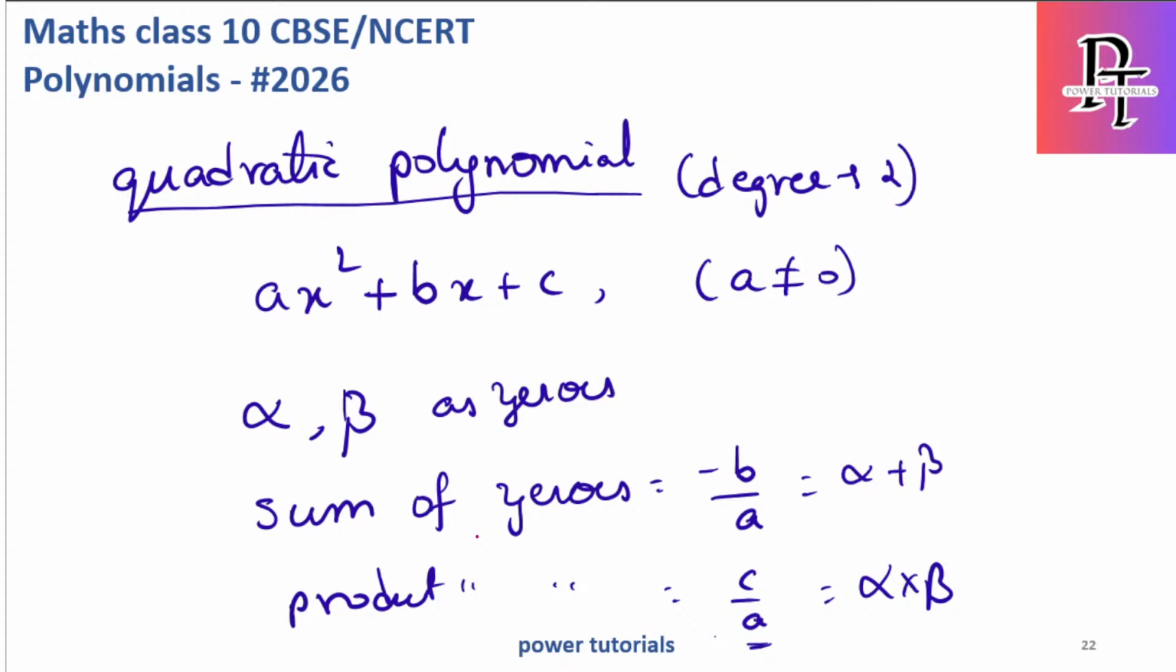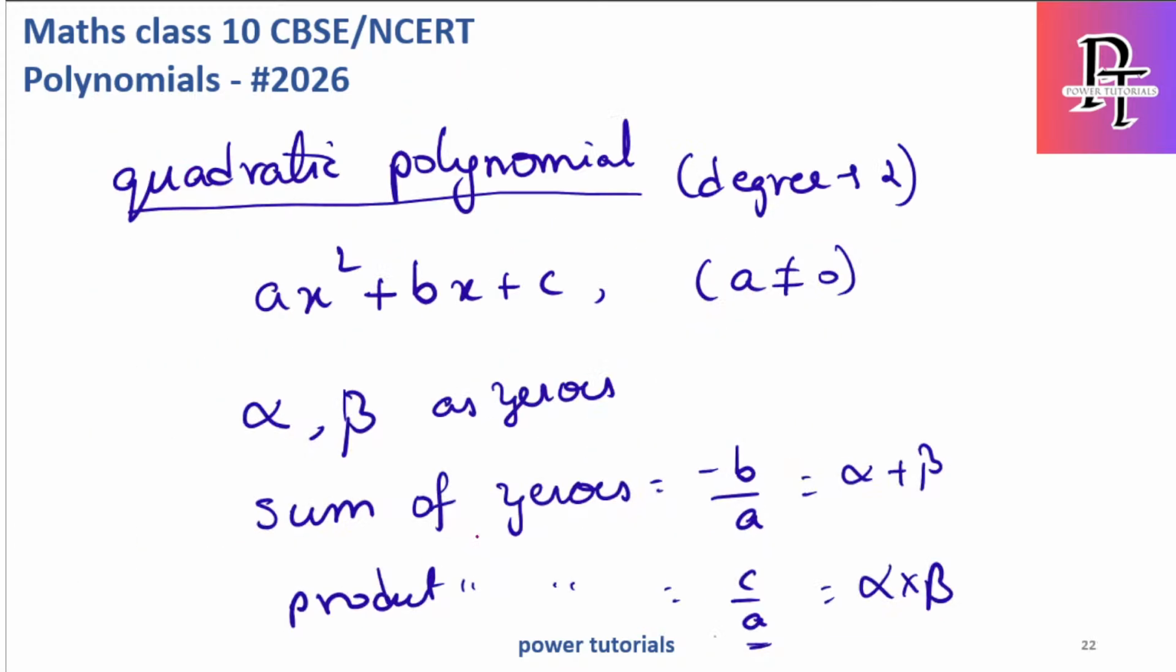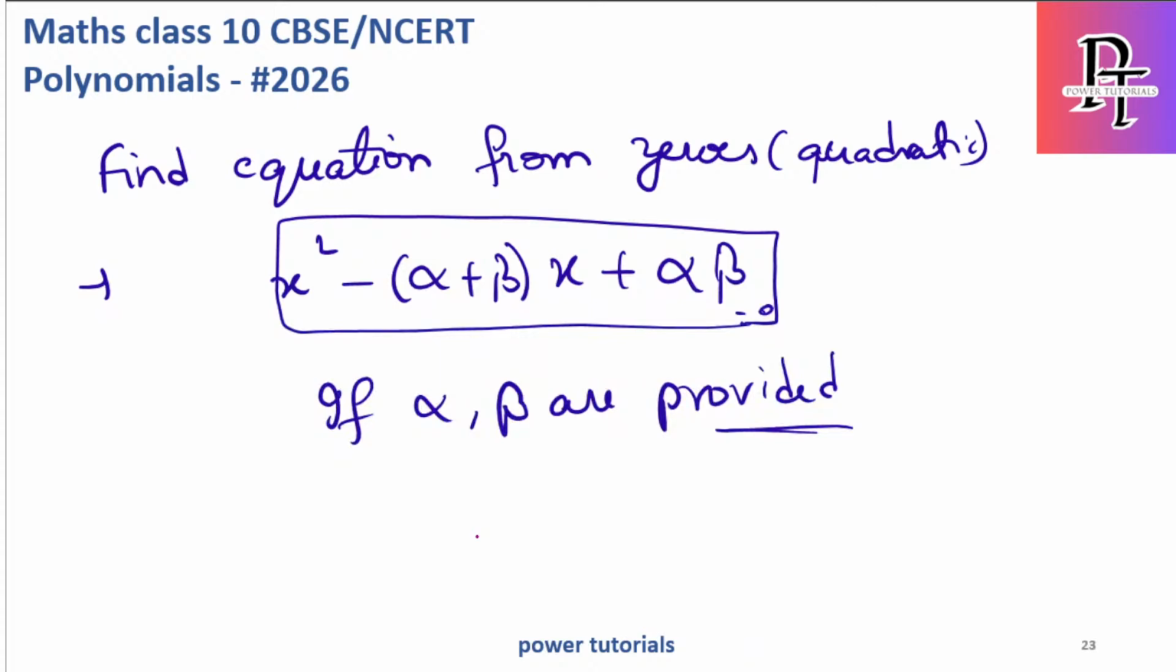Then I have explained part 2, where I explained the relationship between zeros and coefficients of a polynomial. The sum of zeros, alpha plus beta, is minus b by a. The product of zeros is c by a, that is constant by the coefficient of x square. To find the equation if the zeros are provided, we write x square minus (alpha plus beta) into x plus alpha beta.